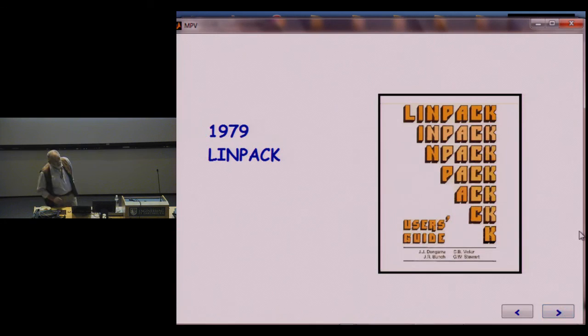The BLAS were used in LINPACK. LINPACK is now known as a benchmark, but it was originally a collection of software for doing matrix computation that was developed in the summers at Argonne.